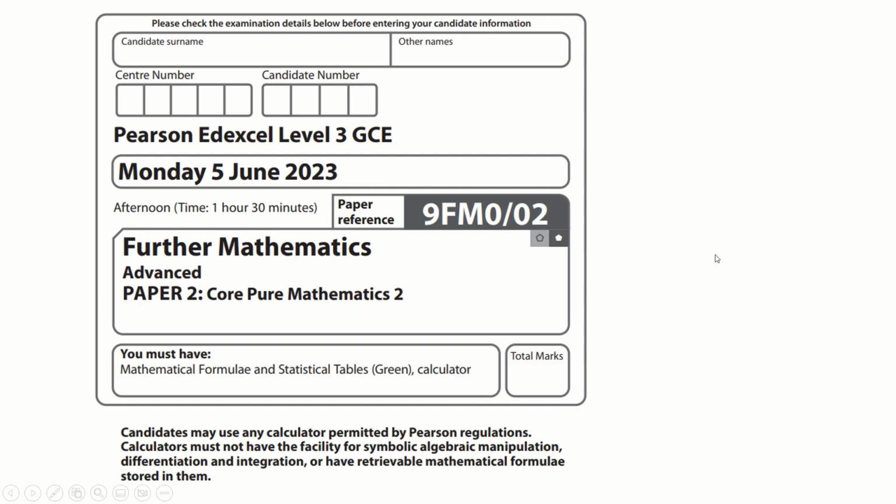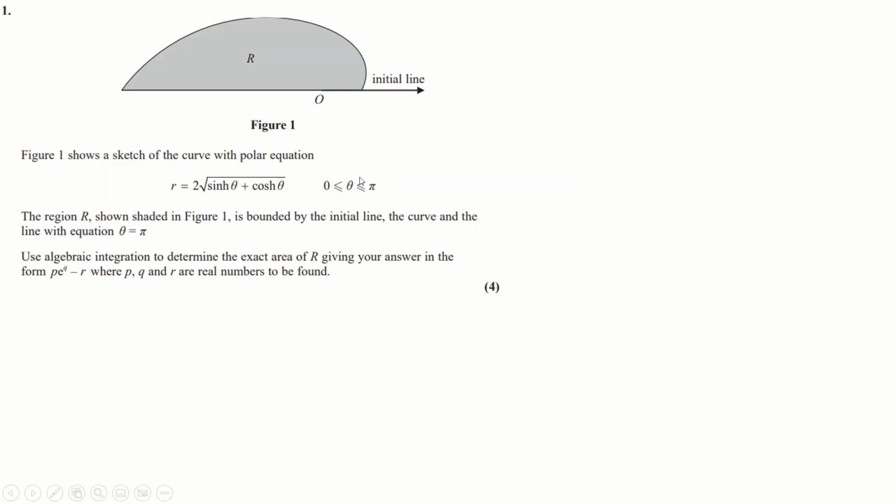This is Core Pure 2 from 2023. Let's just go ahead and get straight into it. To do the integral of a polar thing, you need to do half the integral of r squared between the two limits, in this case pi and 0, which is the initial line.